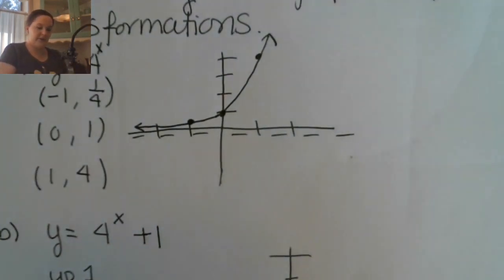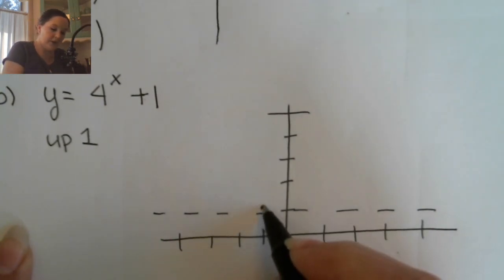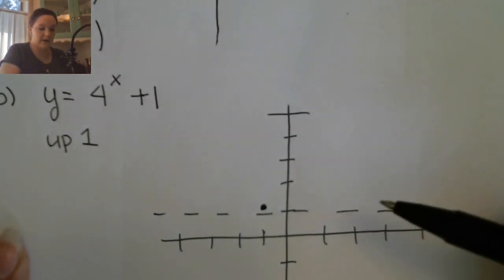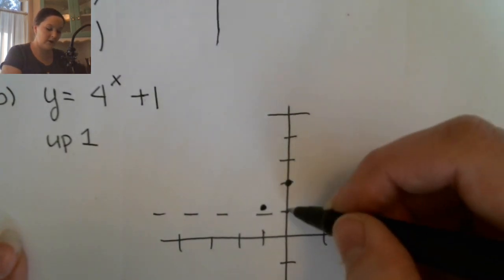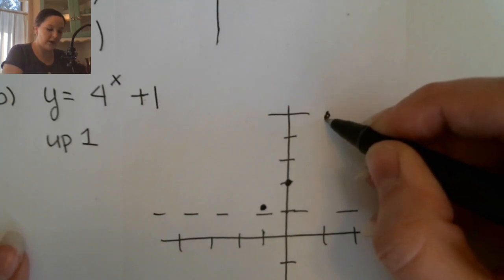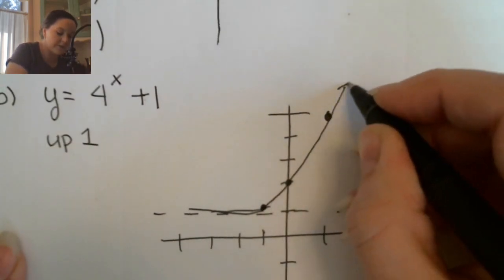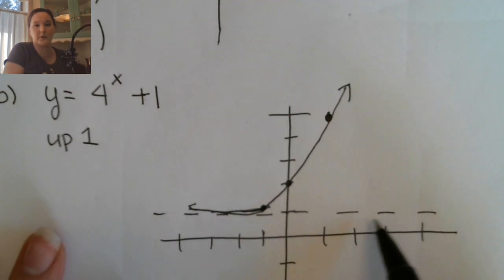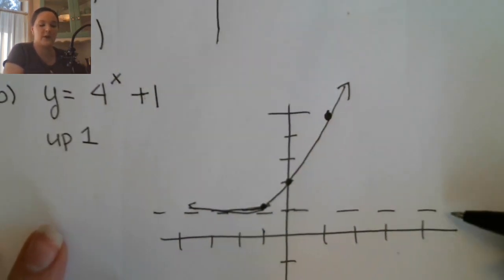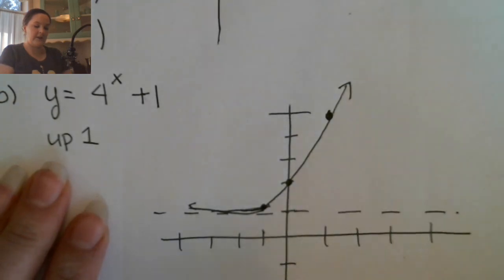Then I'm going to take my first key point that was here at -1, 1/4, and I'm going to move it up 1 unit. Then I'm going to take this point and move it up 1 unit. And then I'm going to take the point that was at 1, 4, and move it up 1 unit. And I'm going to draw in my graph. Now it's important that you have this dotted line to show that the graph doesn't go below this. It doesn't go down to the axis, it only goes down to this dotted line that's now at 1. All right. Let's look at another transformation using that same base graph.